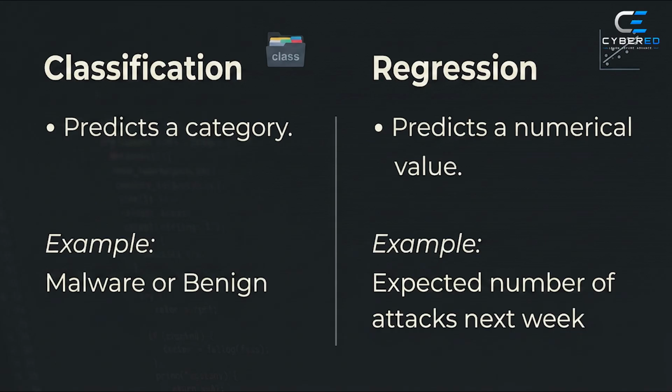Supervised learning commonly performs two types of tasks. Classification predicts categories, for example, malware or benign. Regression predicts a continuous numerical value. For example, predicting the number of cyber attacks an organization might experience next week.